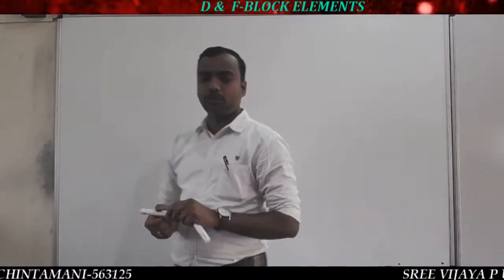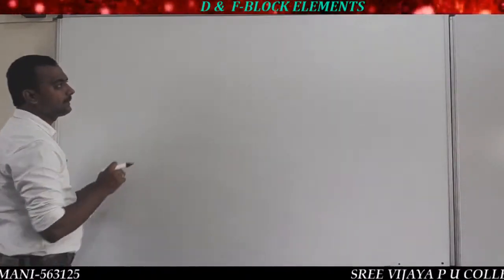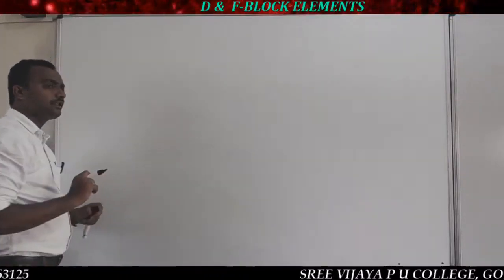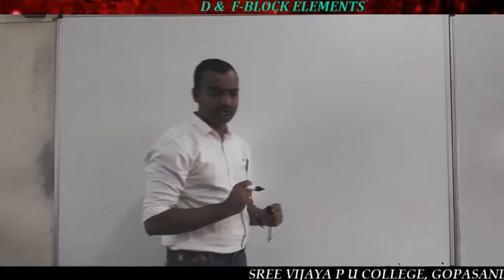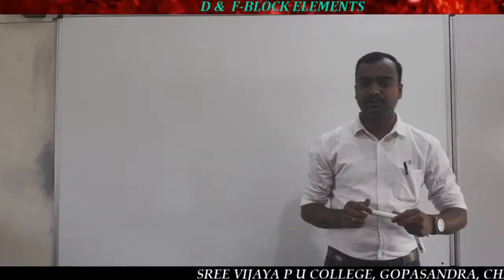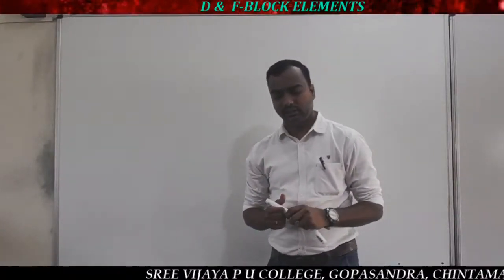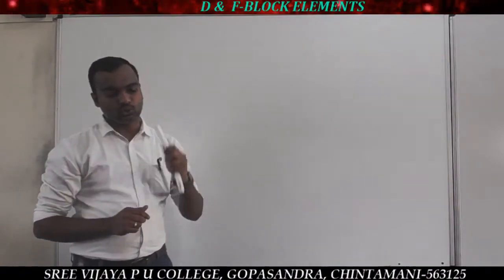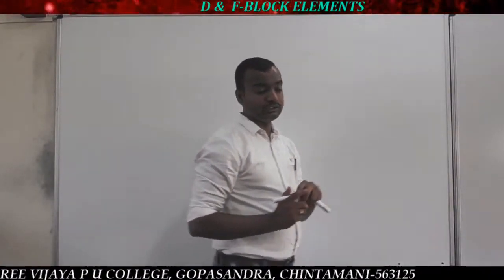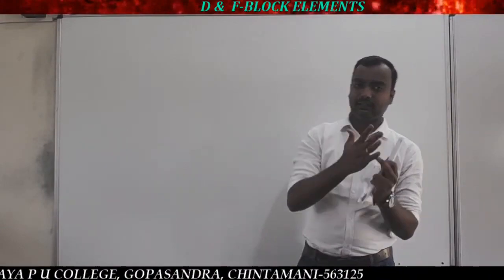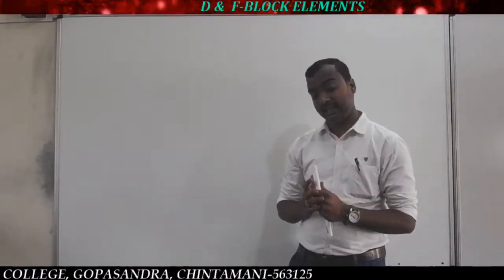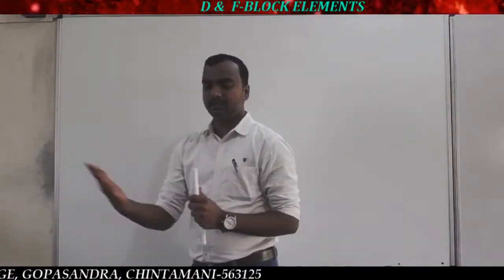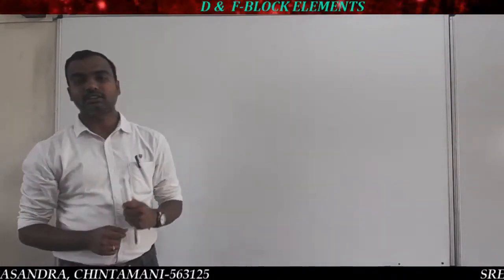So the next topic is actinides. What are actinides? The differentiating electron enters the 5f subshell, the anti-penultimate 5f subshell. There are 14 elements, from thorium to lawrencium, atomic number 90 to 103. Why are they called actinides? Because the previous element is actinium, and the 14 elements that come after actinium are called actinides.